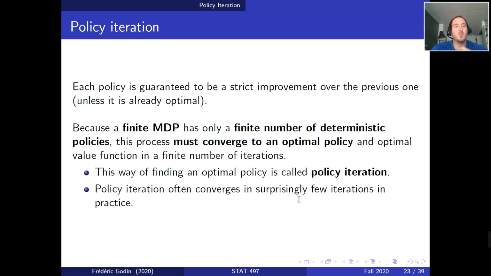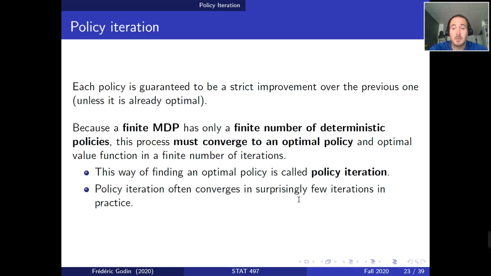Okay, so this way of interchanging policy evaluation and policy improvement is called policy iteration. Policy iteration is the procedure where you start with a policy and then alternate policy evaluation to get a new value function, and then policy improvement to get a new policy out of the value function you just got in the previous step.